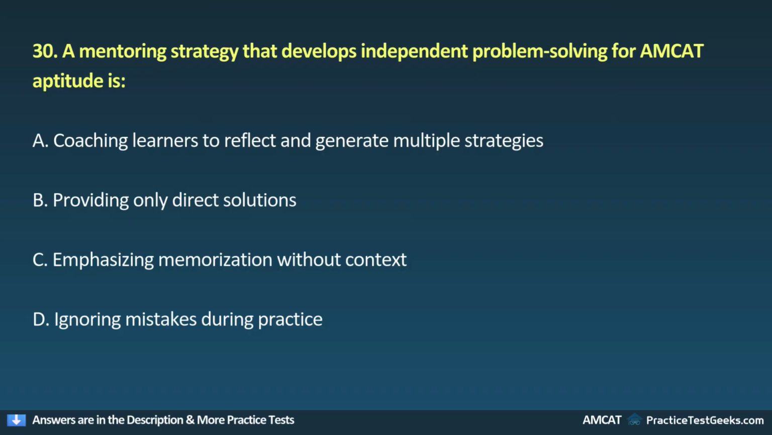30. A mentoring strategy that develops independent problem-solving for AMCAT aptitude is: A. Coaching learners to reflect and generate multiple strategies. B. Providing only direct solutions. C. Emphasizing memorization without context. D. Ignoring mistakes during practice.